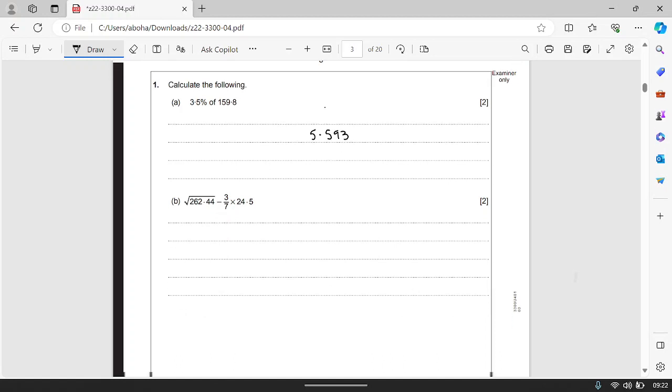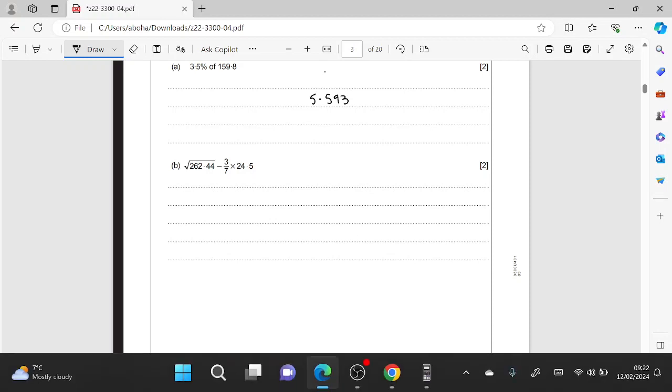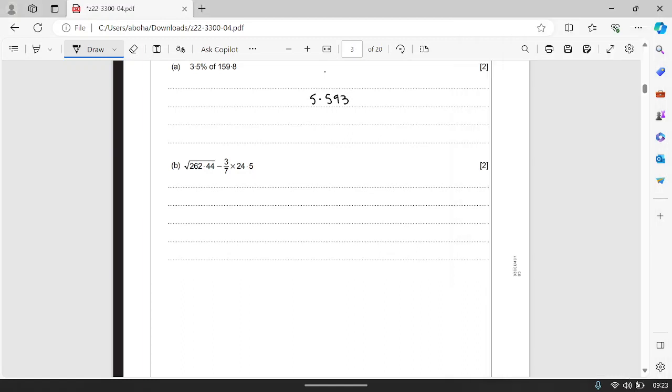Then on the second one, all you need to do now is enter everything into your calculator and just get the answer that you require. So that's going to be square root of 262.44 minus 3/7 times 24.5. And there we go, 5.7 is your answer there.